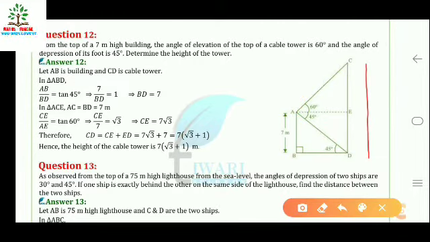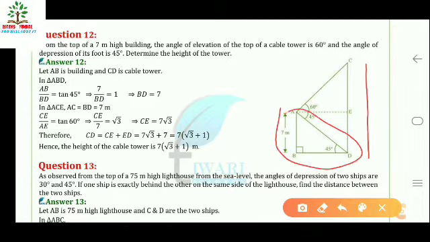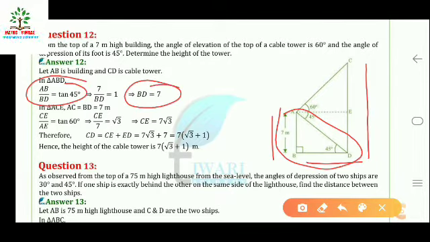How to find this? Look here. We have triangle ABD. In triangle ABD we have perpendicular over base, so AB over BD is equal to tan 45. On solving this, 7 over BD gives BD equal to 7 meters. So the length of BD is known now. BD is equal to AE. As you can see clearly, it is a square, so this length is also 7.